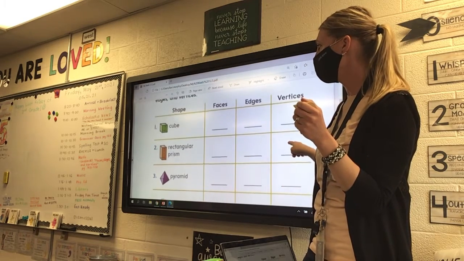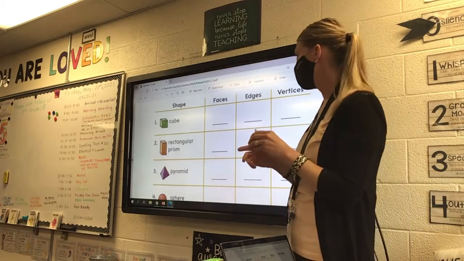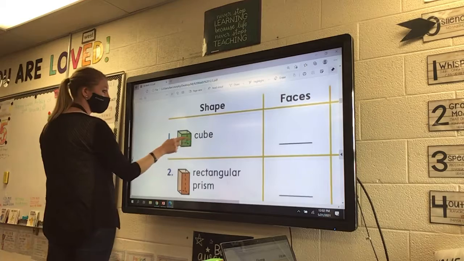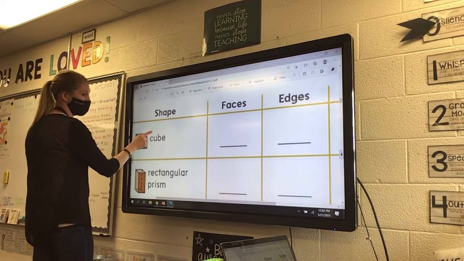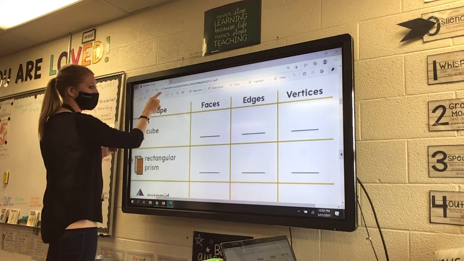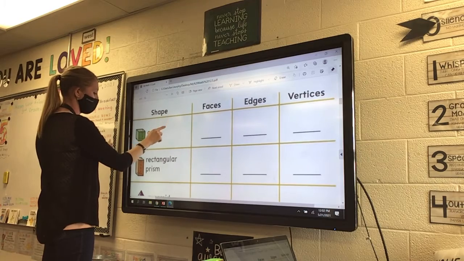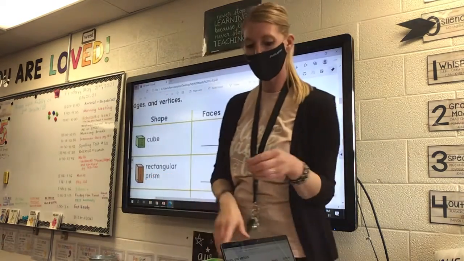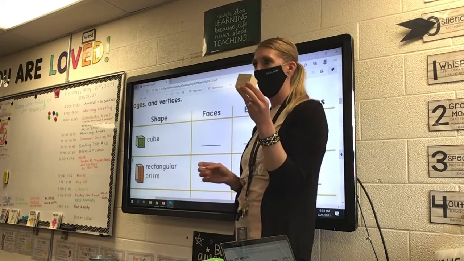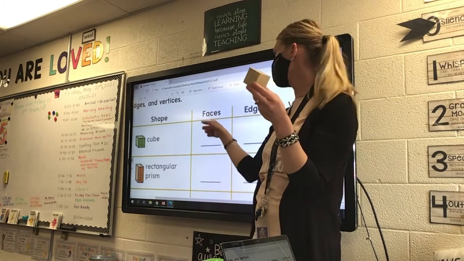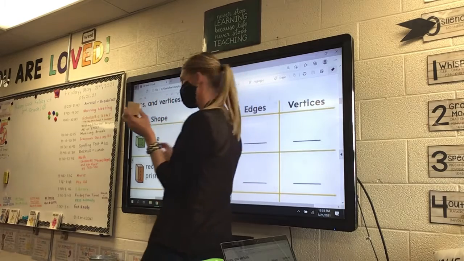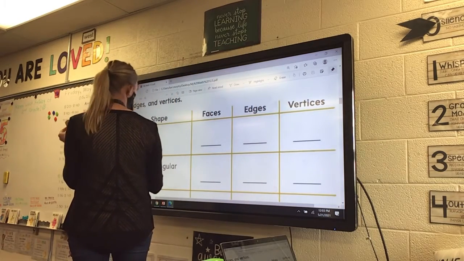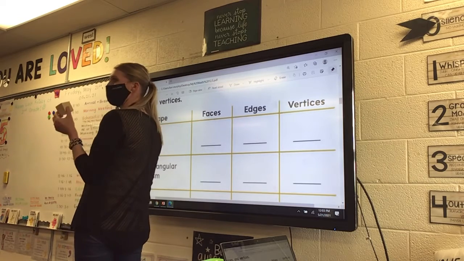Now, we're going to have some fun. And we're going to look at these shapes, and we're going to figure out the faces, the edges, and the vertices. Now, this first one, I think we've already done on the front page, haven't we? Yes. We've done this cube already. So, who thinks they can come up here? They might have to look back at the paper. And tell our friends how many faces are on the cube?